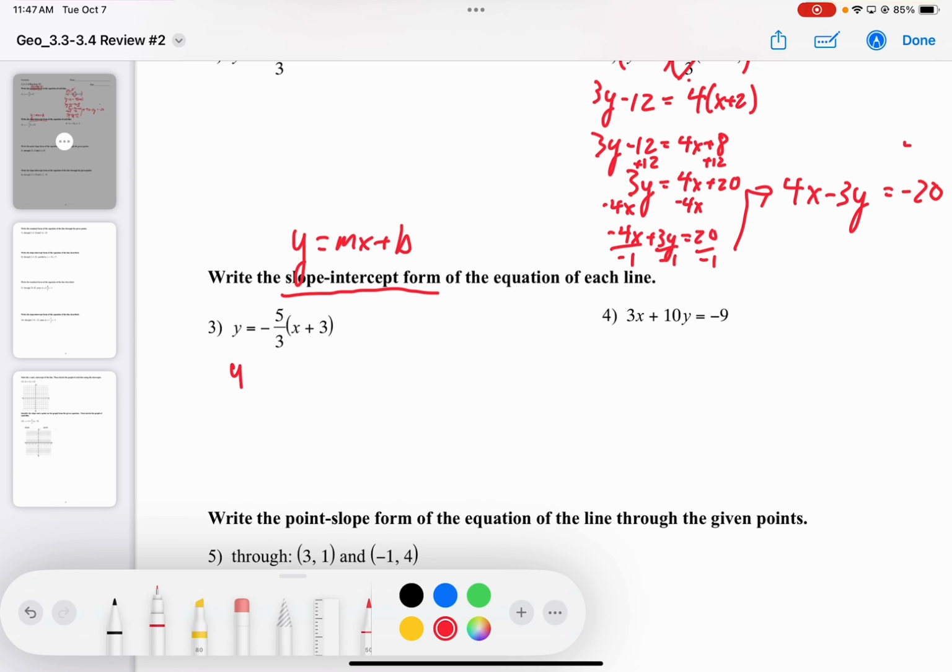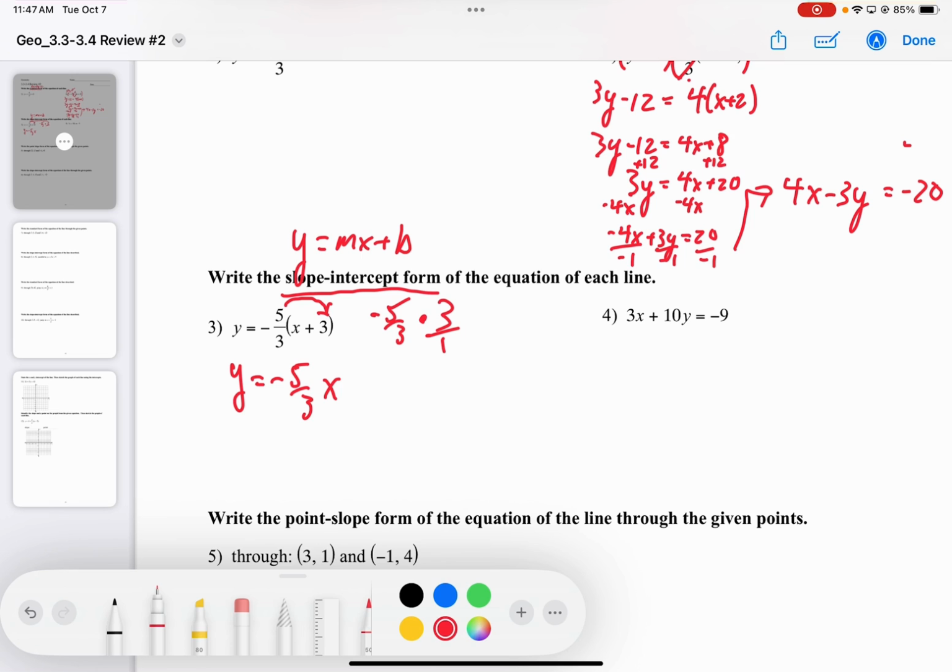Distribute? Okay. So y equals -5/3 x. Now I have to do -5/3 times 3. What is -5/3? And I could do it off to the side. What is negative 5/3 times 3? It'd be -15/3 or just negative 5, right? So either way you want to look at it, it's totally cool.